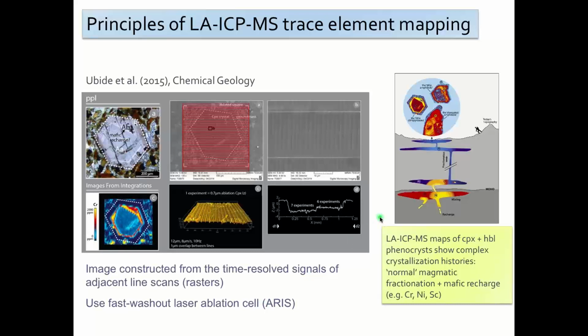In this particular study, it was employed to look at the histories of clinopyroxene and hornblende phenocrysts in terms of their crystallization history. Were they showing normal magmatic fractionation trends, or did they also show pulses of mafic recharge, from looking at transition elements such as maybe chromium or nickel or scandium? And we do see that there are pulses of mafic recharge in these volcanic systems.